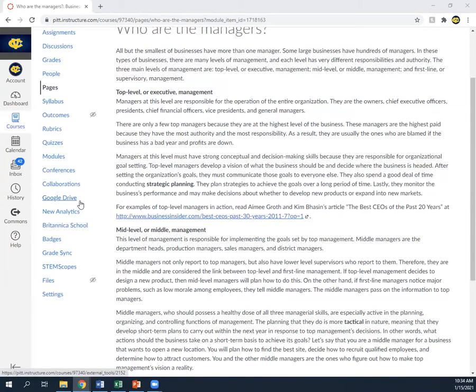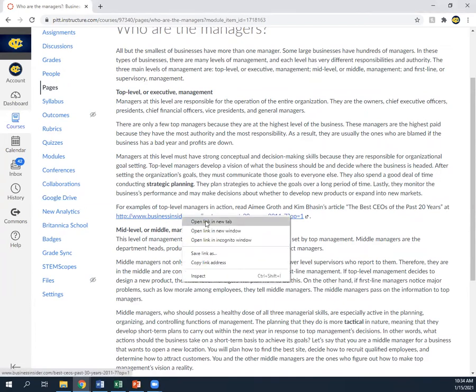They also spend a good deal of time conducting strategic planning. They plan strategies to achieve the goals over a long period of time. Lastly, they monitor the business's performance and may make decisions about whether to develop new products or expand into new markets. For an example of top level managers in action, read Amy Goth and Kim Brosh's article, The Best CEOs of the Past 20 Years. So let's just look at this really quickly.